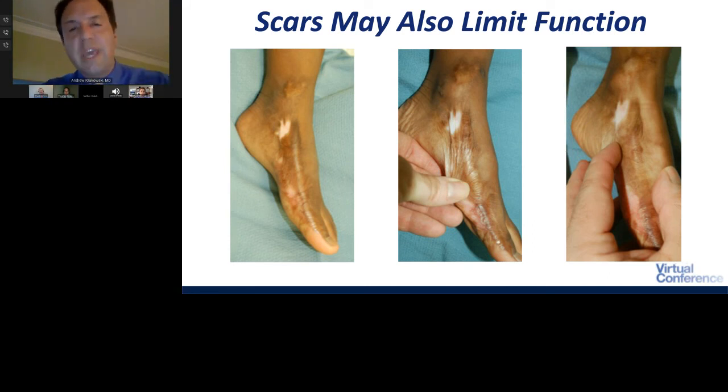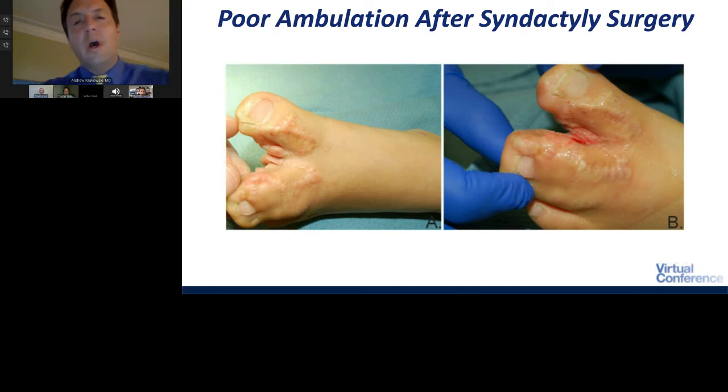The next opportunity came in this young child who, unfortunately for him, was born with fused first, second, and third toes on his left foot.